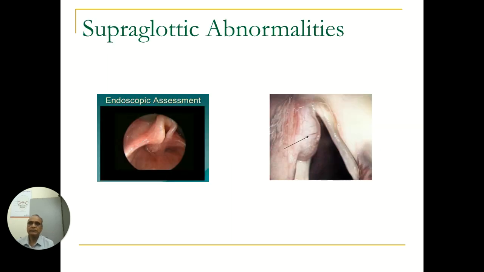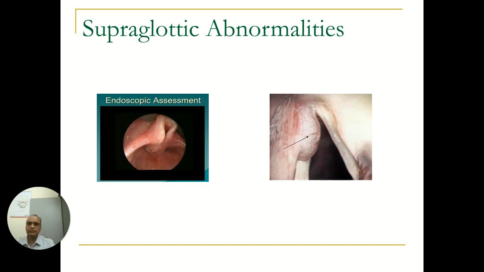So let us look into some of the abnormalities. As was just informed to you, they can be broadly classified into supraglottic abnormalities, glottic abnormalities, and subglottic abnormalities. What are the supraglottic abnormalities? In this, one of the classical findings is laryngomalacia. Later on, you will get problems like cysts and other things, one after the other.